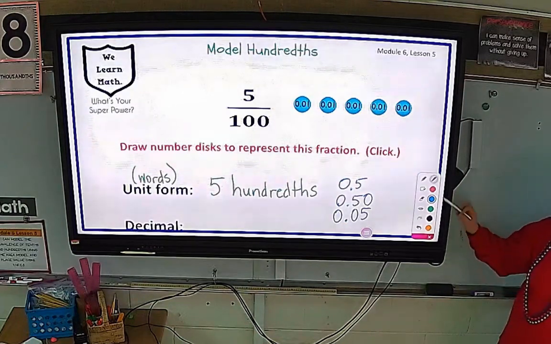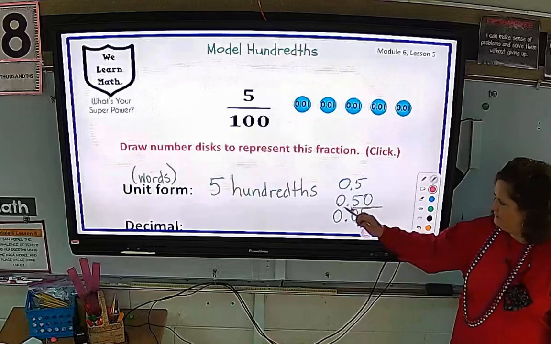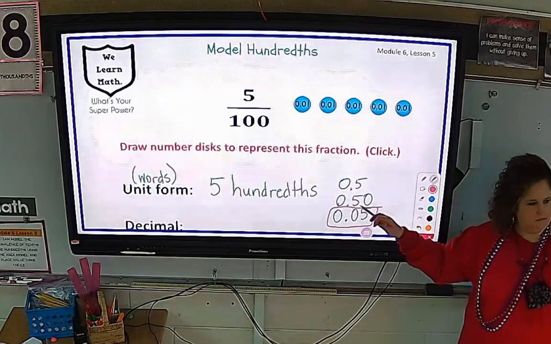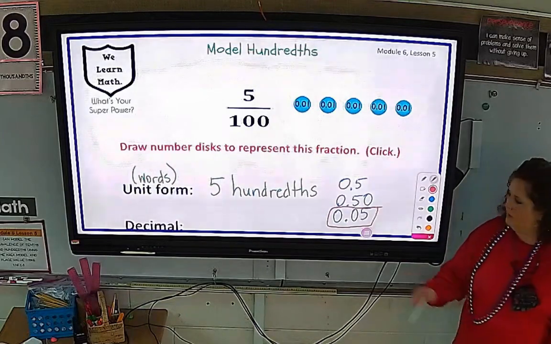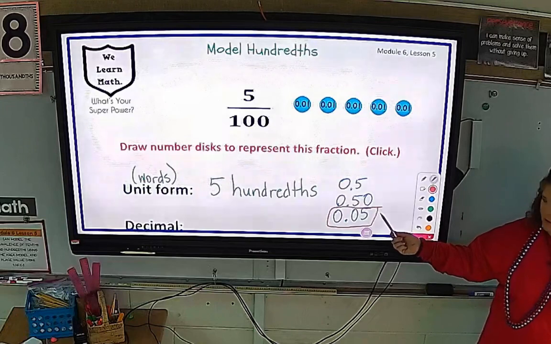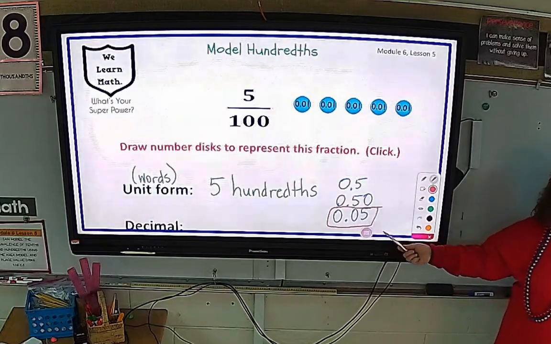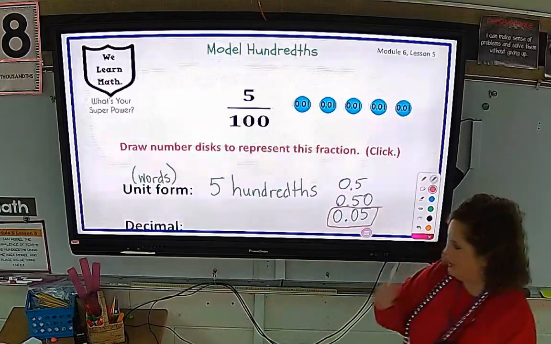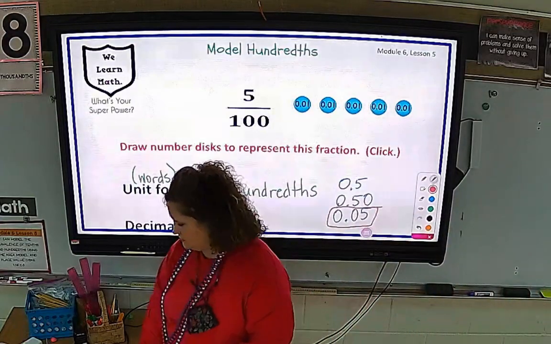All right, our correct one is this right here. Okay, several of you had this at first. Okay. All right, so this is 50 hundredths. This is 5 hundredths. That 0 is pushing the 5 to the hundredths place. Okay, so be careful on that.